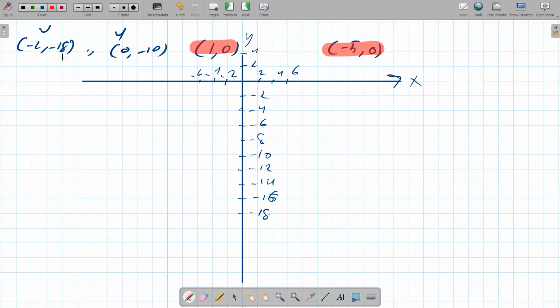Then the second step is to plot the points, negative 2 and negative 18. Here, negative 2 and negative 18. And the Y-intercept, while x equals 0 and y equals negative 10. The X-intercepts 1 and 0 and negative 5 and 0. 1 and 0 here, and negative 5 and 0 here. Then this is the axis of symmetry, while x equals negative 2.